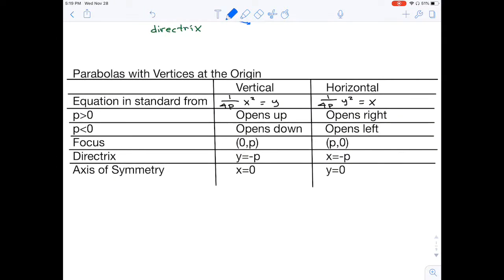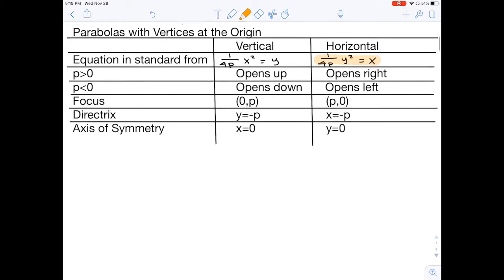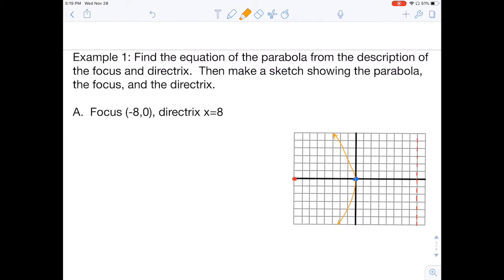Now we go to our formulas, and I'm not going to keep on doing this. I'm just going to do this one time, and I'm going to look for the one that's horizontal. Oh, this is my horizontal formula. So let's write that down. The horizontal formula is 1 over 4p y squared equals x.